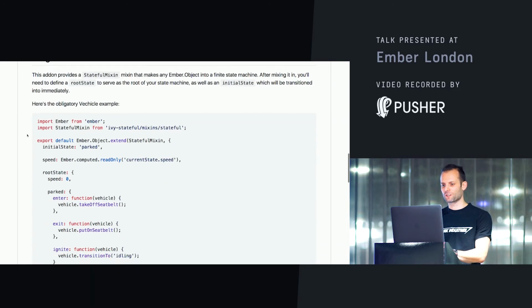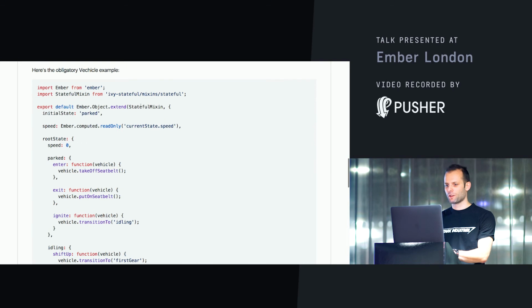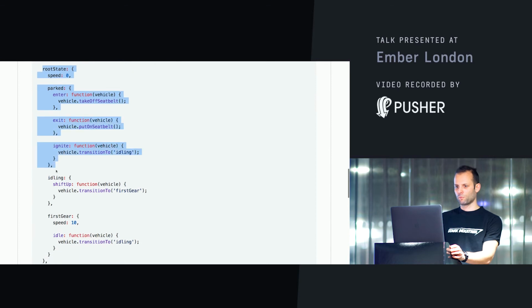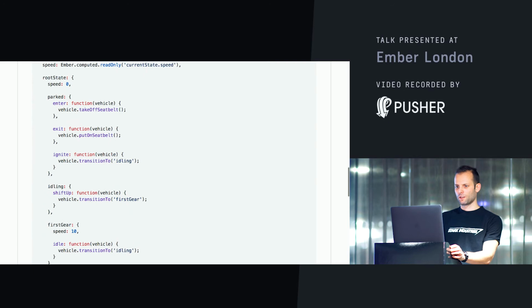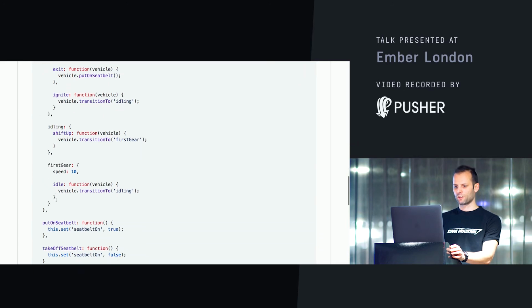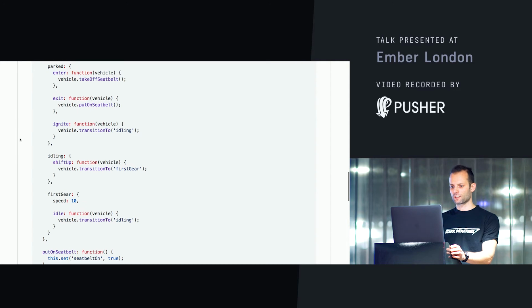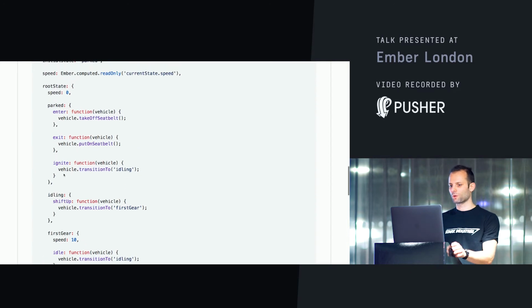This is actually a lot simpler. It basically exposes one mixin, and it lets you define your state machine on this object, root state. So you have the park state over here, the idling state over here, and the first gear state over here. Each state can have its own properties, and each state has actions.